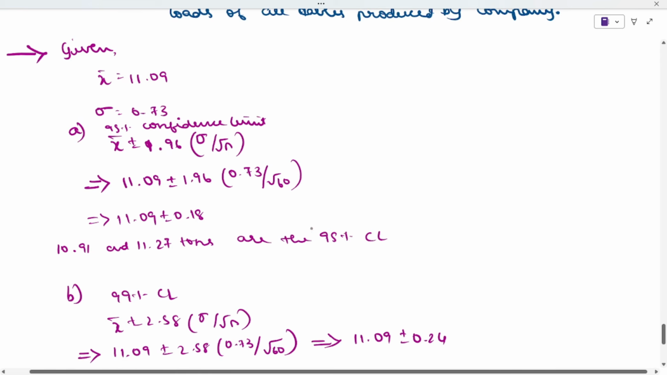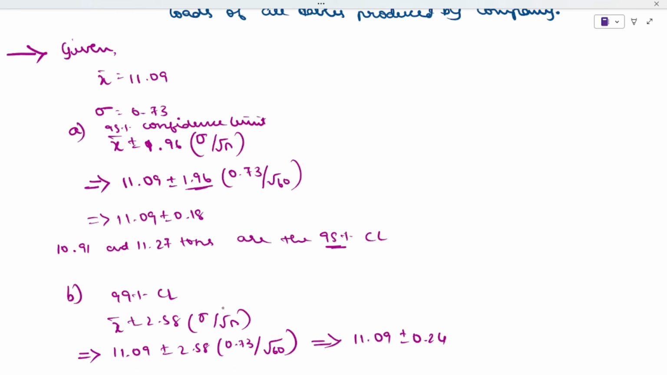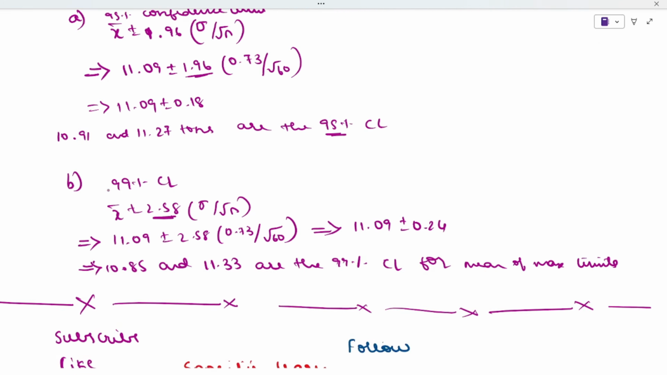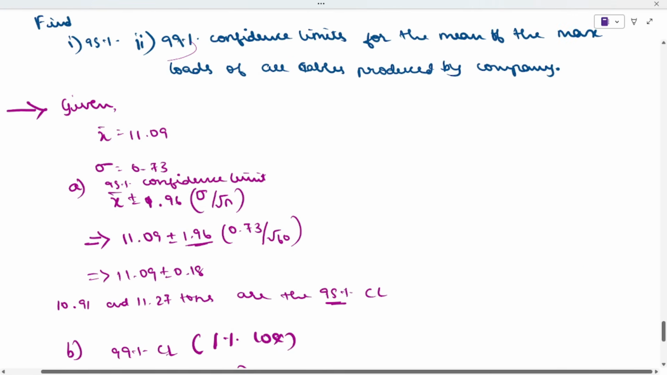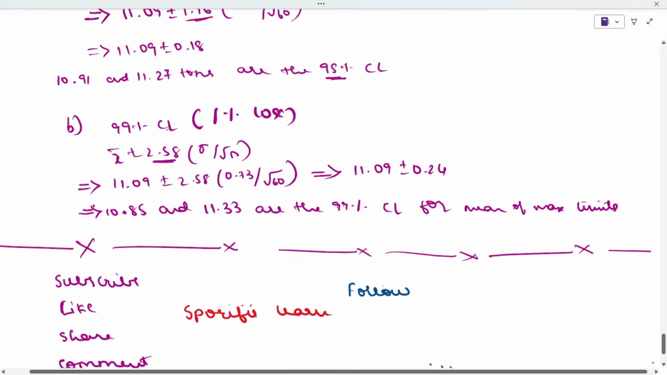You will get it as 2. That is for the level of significance, 1.96 you will take. Okay, here it is 2.58 for 99%. That is the 99% confidence limit. It is 1% level of significance. Okay, here you will write it as 10.91 and 11.27 tons for the 95% confidence limits, and 10.85 and 11.33 for the 99% confidence limits for the mean of maximum limits.